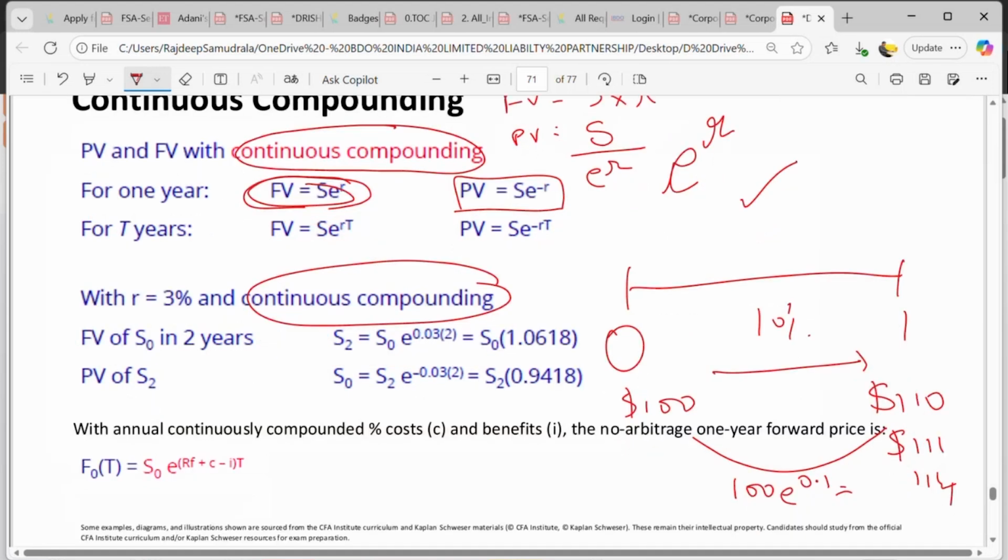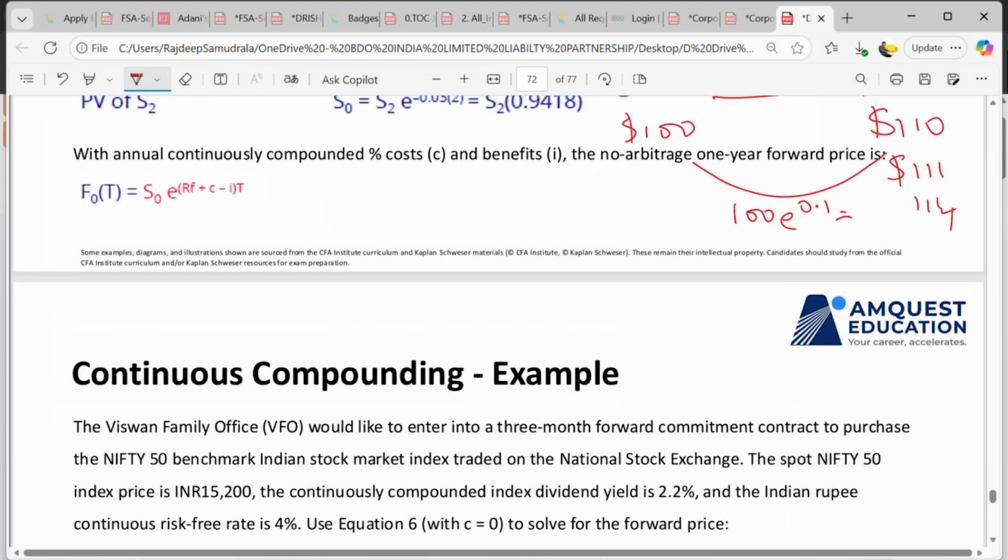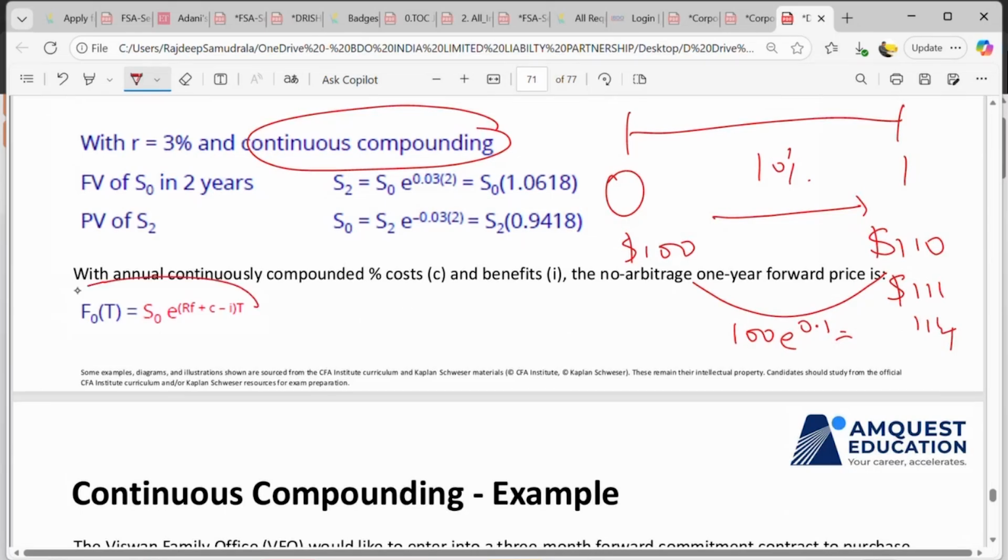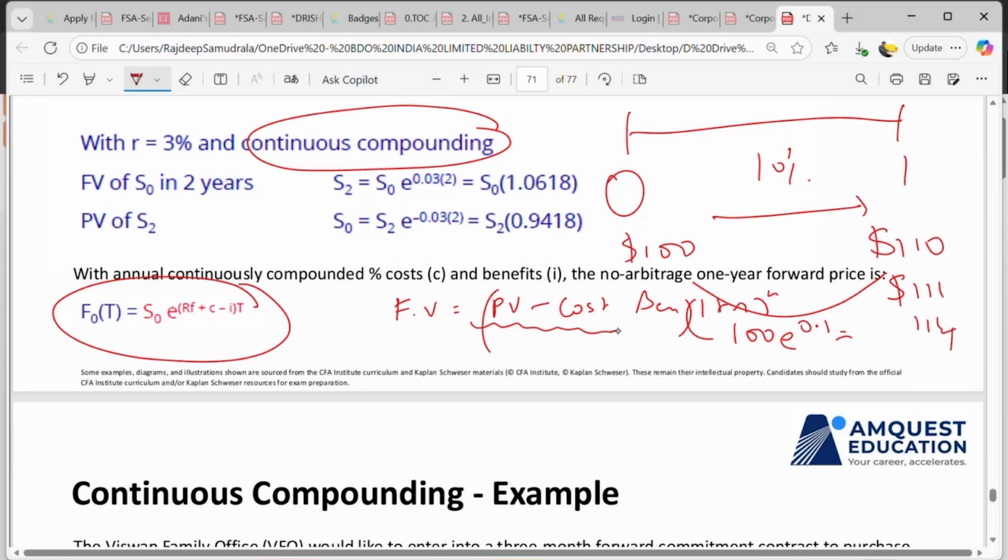Clear? Okay. And see, so far I've taught you how to find, this is a very interesting rate. I told you that the future value is present value minus cost plus benefits into 1 plus r, correct? Right? Now I could adjust the value here, or I could also adjust this value in the rate. I could do like this, present value and into 1 plus r.